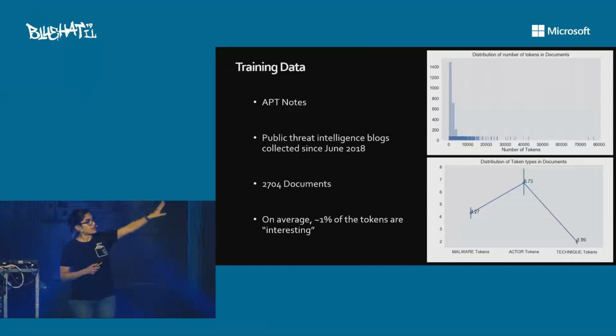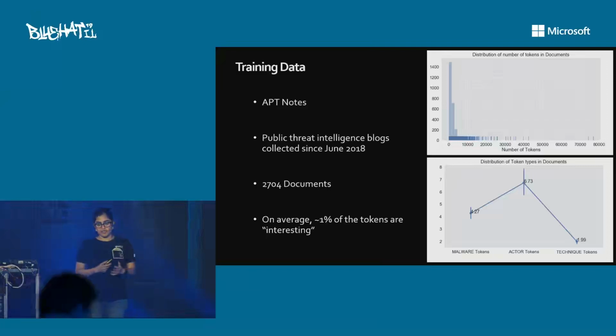In the top graph, you can see the distribution of tokens within our documents. On average, each document had about 2,000 tokens, and on the tail end, there are some documents with upwards of 70,000 to 80,000 tokens. Most of these tokens belong to the outside class. That is, they were neither a malware name nor a technique phrase or anything like that. The lower graph shows the distribution of the terms that we care about within these documents. You can see that it's very low for malware tokens, actor tokens, and technique tokens.